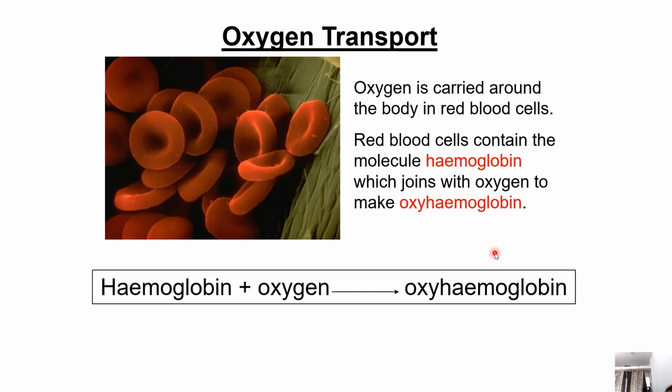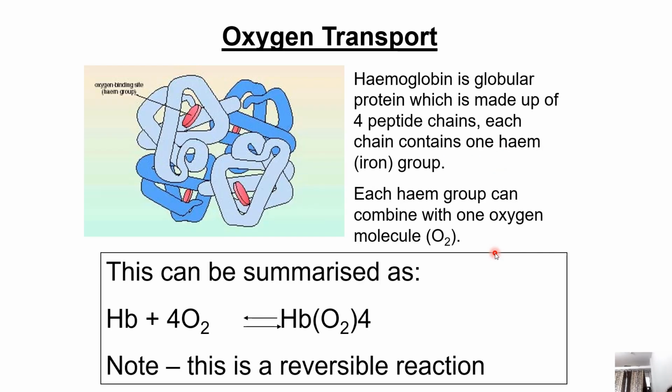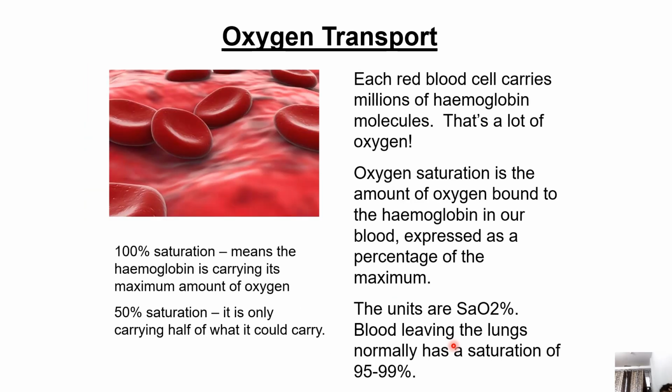So oxygen is carried around the body in RBCs, we know. RBCs contain the molecule hemoglobin which joins with oxygen to give oxyhemoglobin. Now, hemoglobin is a globular protein which is made up of 4 peptide chains. Each chain contains one heme iron group. Each heme group can bind with one oxygen molecule O2. This can be summarized like this: Hb + 4O2 ⇌ HbO2 (4). This is a reversible reaction.